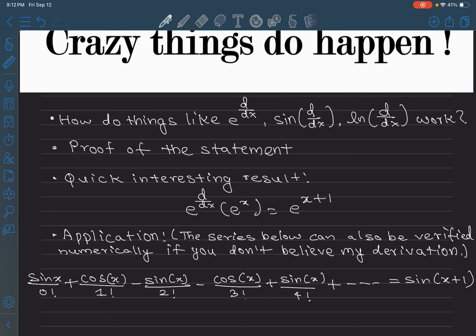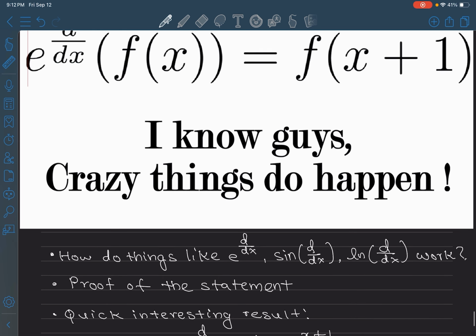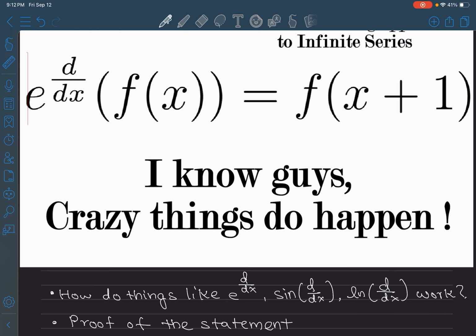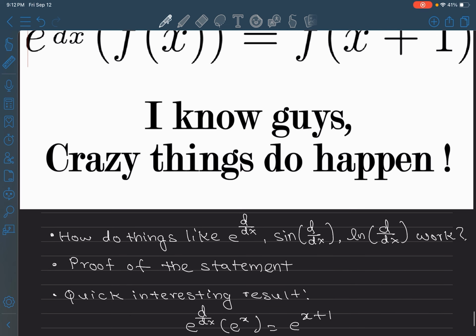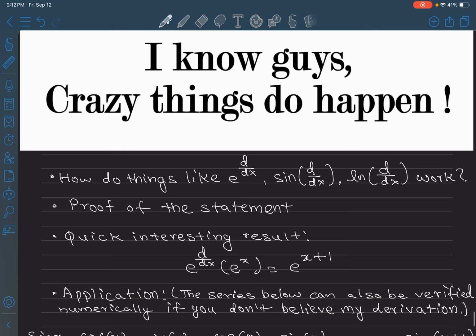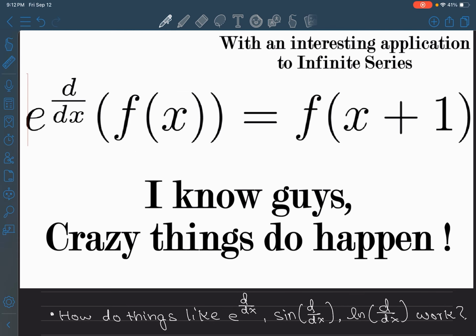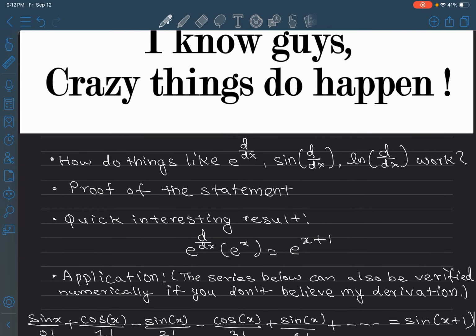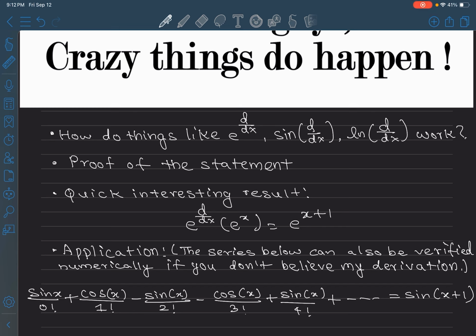And so I've already made some bullets to decide how this video will go, right? First of all, I will discuss what these things like e to the power d dx, sine of d dx, log of d dx mean, what kind of operators they are. And then I will also disprove the statement that's on the screen right now. Then we will see a quick interesting result, and then we will see an application. So I definitely think this is going to be a really interesting video.